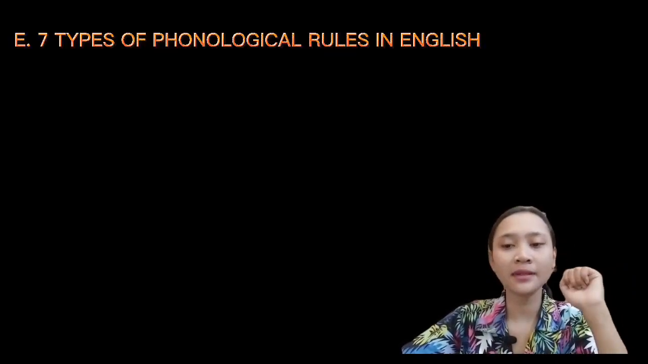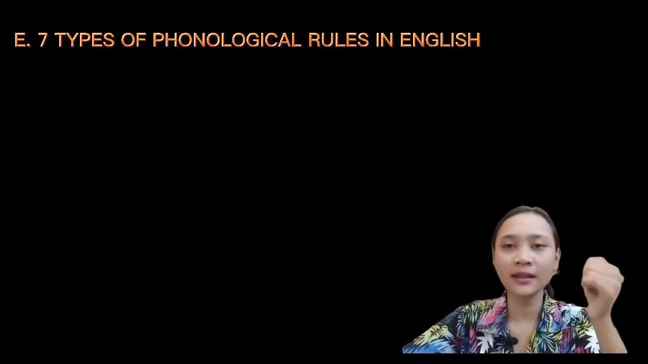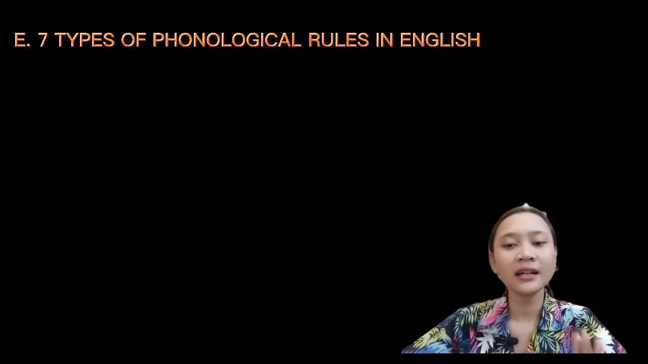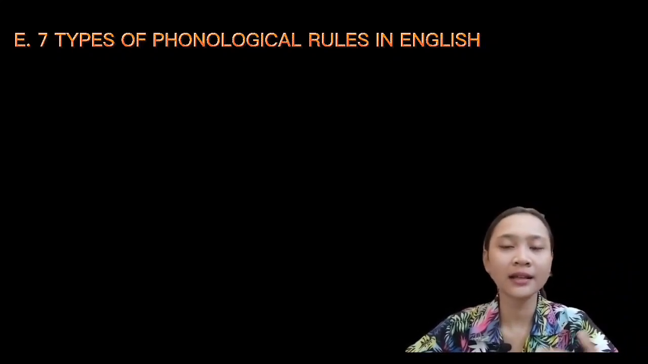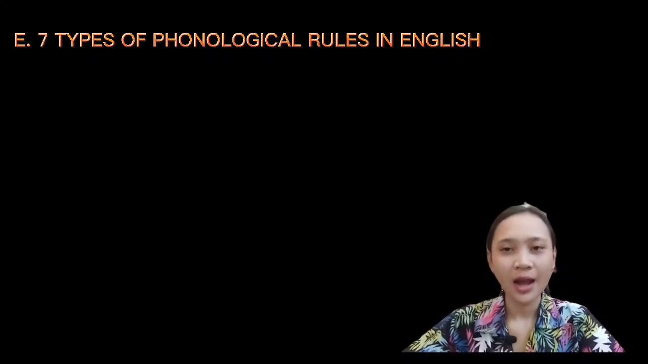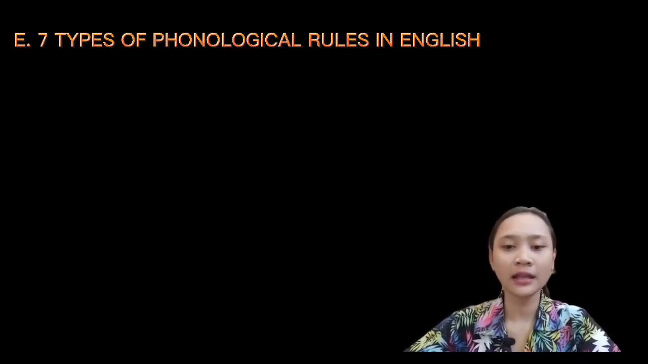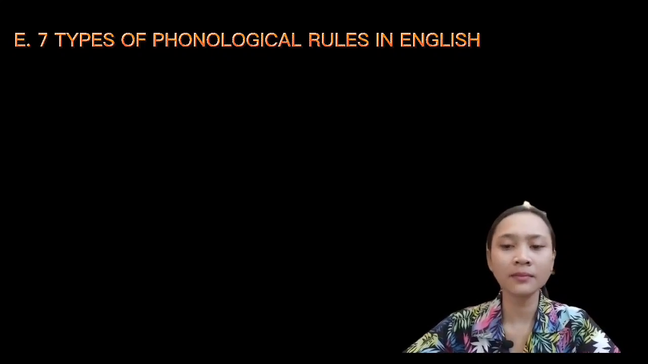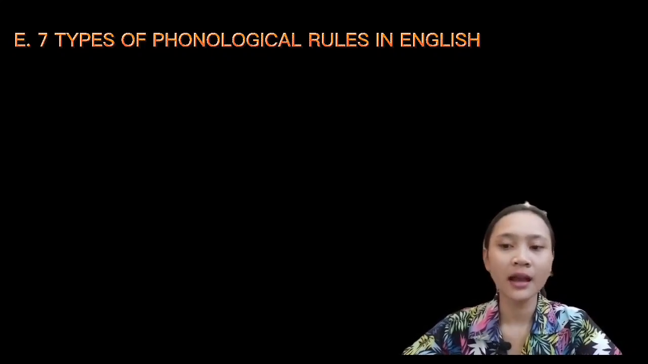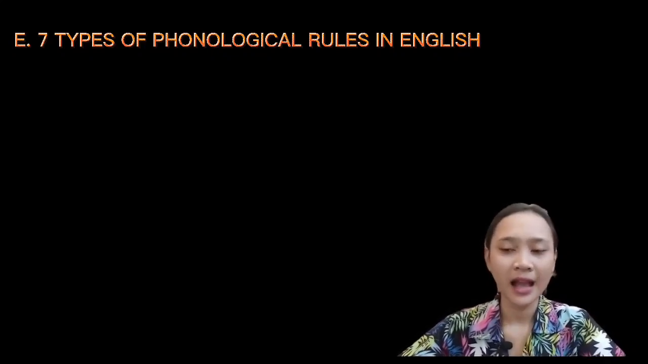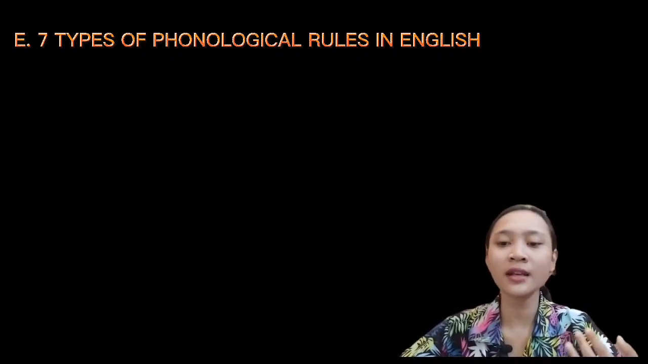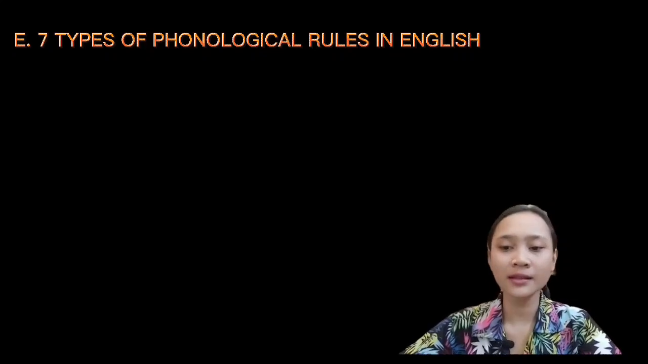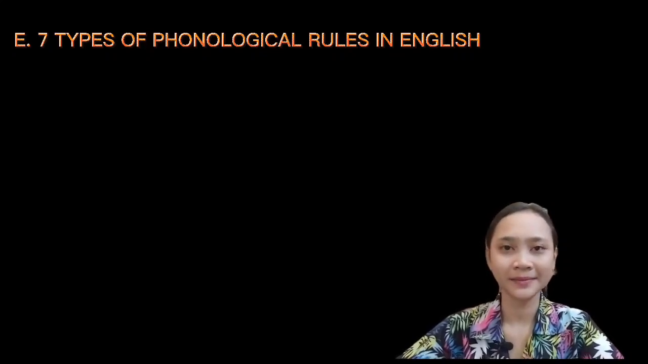Well, the next material is 7 types of phonological rules in English. Here is an interesting discussion I had in my class recently. Phonological rules in English can be classified by the kind of process they involve. Here are the 7 major types of phonological rules or processes with examples.